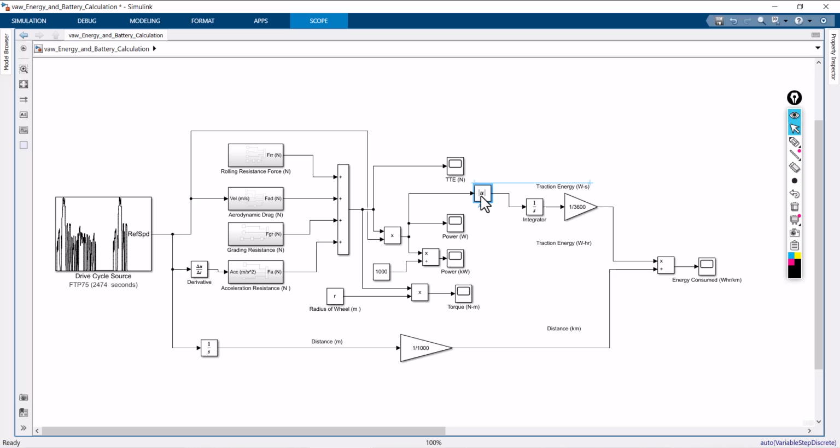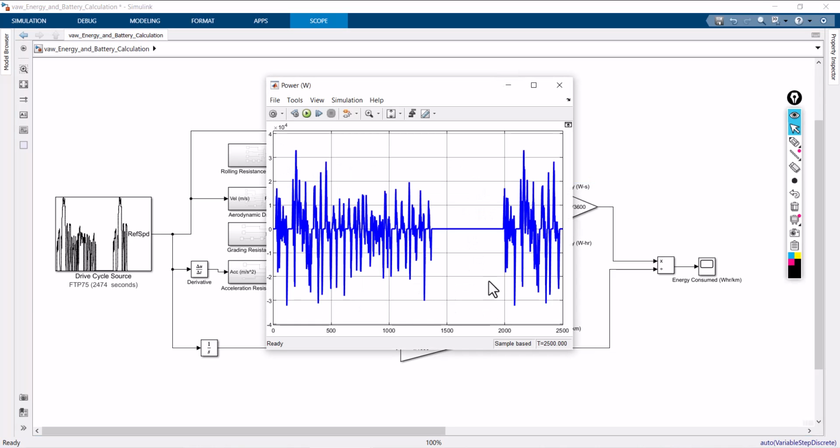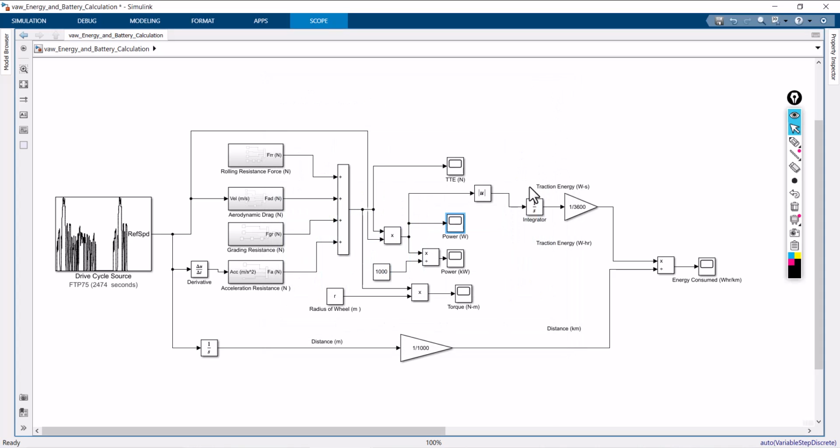So make sure that first you take the absolute value of power, because power is going in a negative value and I don't want negative values in the calculation. I want the power as a positive value. After that, I convert that power into energy by integrating it. This will give you traction energy in watt second. If you want to convert watt second into watt hour, you have to do this 1 by 3600. You have to multiply it.